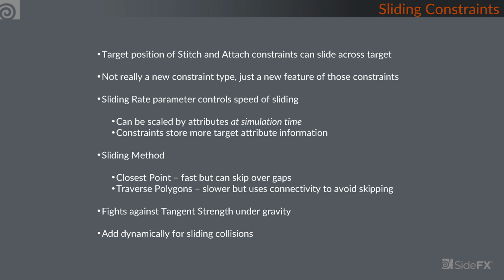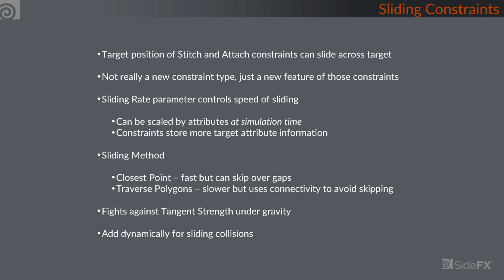In the launch video, this was described as a new type of constraint. We've looked at some new constraint types in this masterclass so far. This is actually not a new constraint type. It's really just a new feature of the stitch and attach constraints. Essentially, you enable some parameters which create some new attributes on the constraint primitives, and that acts as a signal to the solver to try to slide the target point along the target geometry during the simulation.